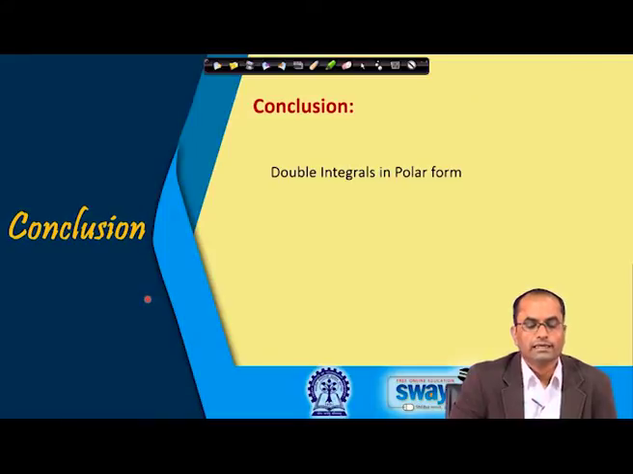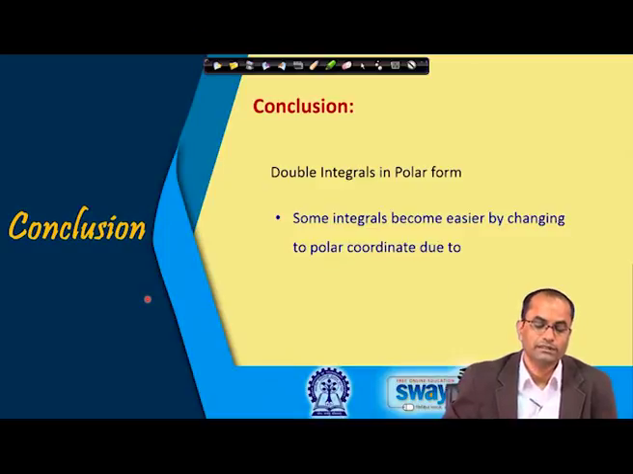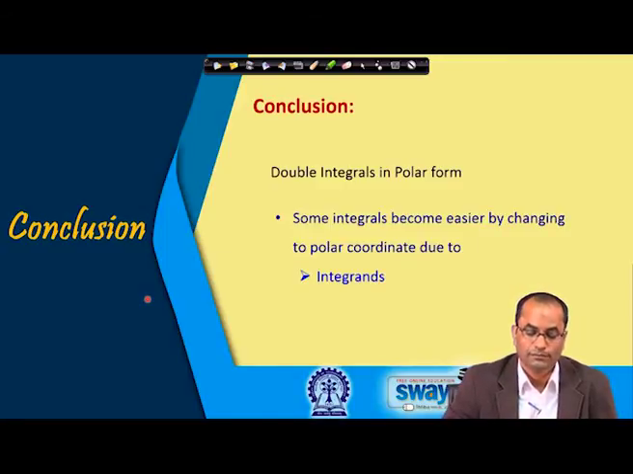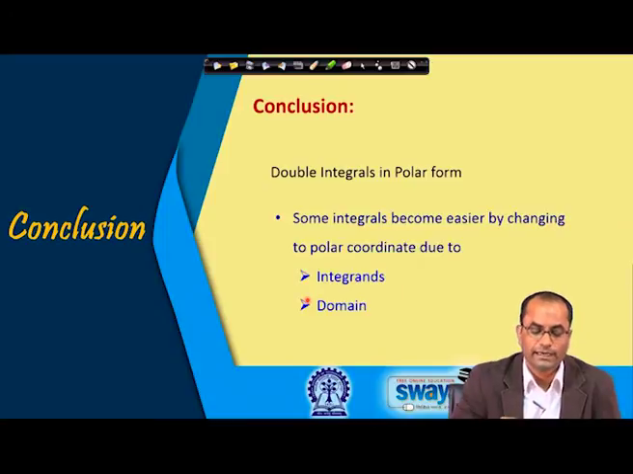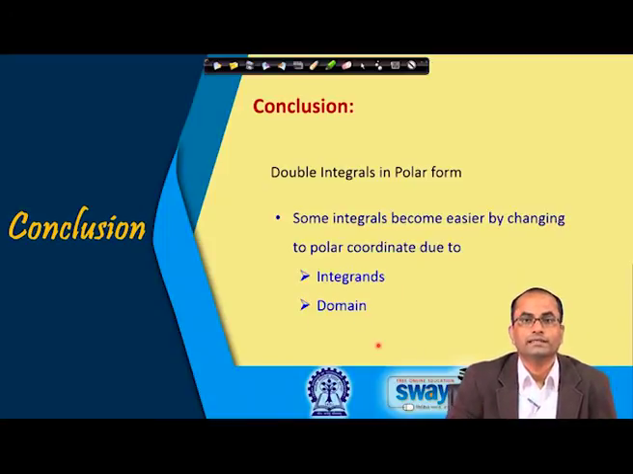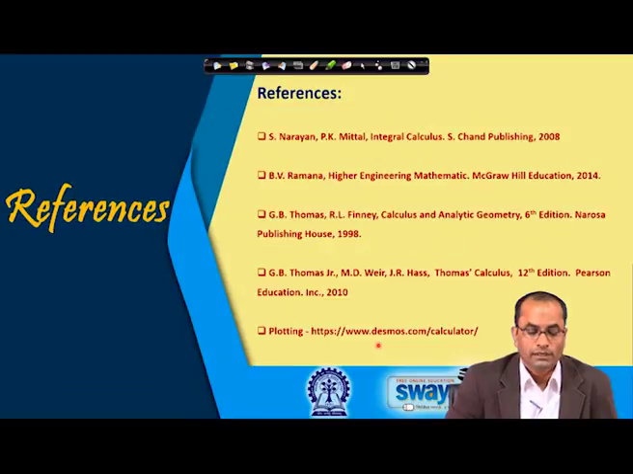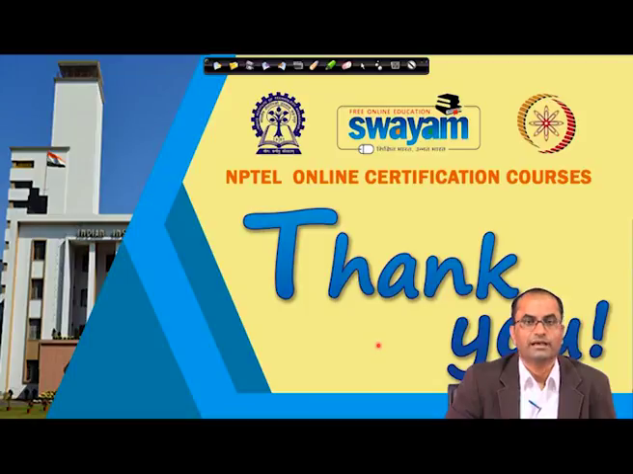So, the conclusion is that double integrals in polar form are very important, and mainly integrals like we have seen just before become much easier, or we can evaluate them easily by changing to polar coordinates. Based on the integrand and also the domain, we can easily decide which form is better, whether the Cartesian or the polar form. We have seen this through some examples, and these are the references which we have used to prepare these lectures, and thank you very much.